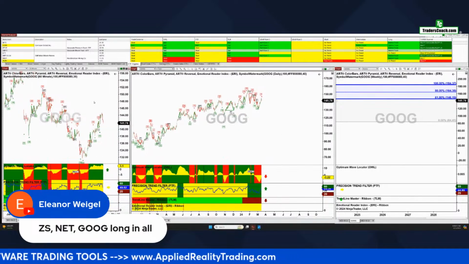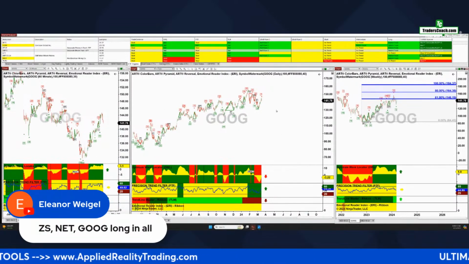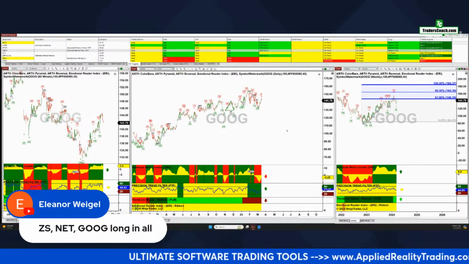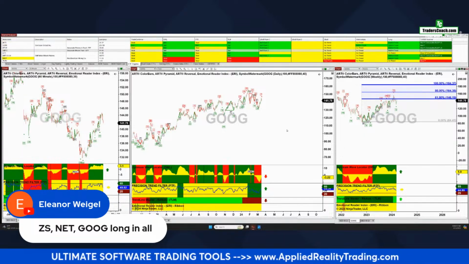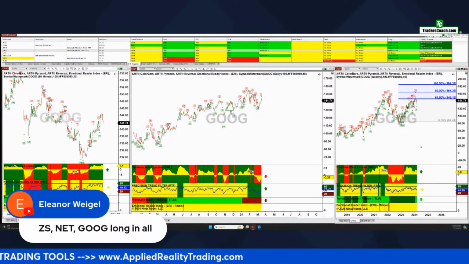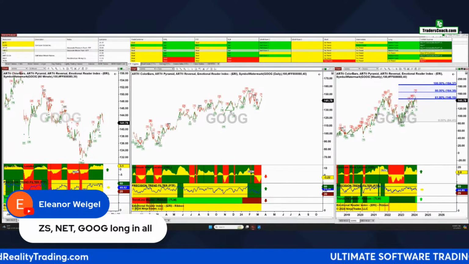So I'm thinking on this, Eleanor, the next high, when it gets above basically 155, I would start keeping those stops fairly tight because we may be getting to a top here in Google. Temporary top, but a top that you probably will want to get out of. Okay? So keep that in mind.